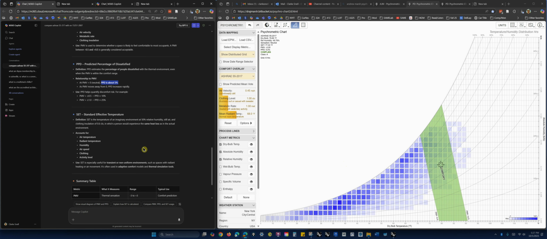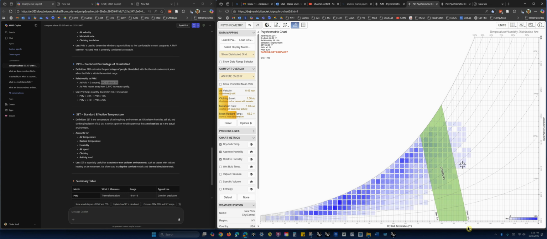And then finally we have SET, which is standard effective temperature. Well, let's go back over PMV and PPD really quickly, and then I want to do something different for standard effective temperature. If I am right here in the middle of the comfort zone, I can see that my PMV is 0 and my PPD is 5%, which means neutral. If I start moving out of the comfort zone, I'm getting higher numbers for these, and then eventually I'm out of the defined comfort zone. Let me come back in. So that's the way that works.